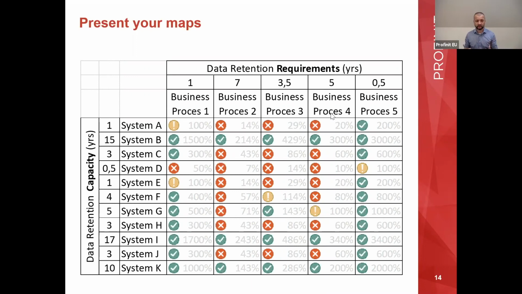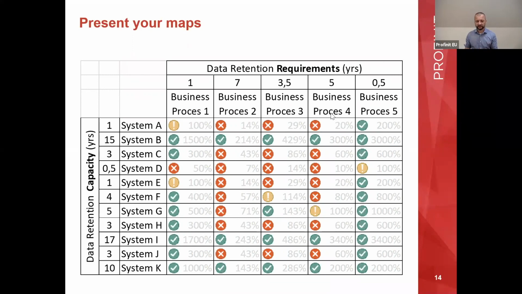You know, I really like heat maps because they can combine information from different layers. In this case, for example, it's a very simplified case. One dimension is data retention capacity attributed to hypothetical systems in years. So system A contains 1 year of data, system B, maybe a data warehouse, contains 15 years of data. And then there are business processes, 1 to 5, with different requirements.